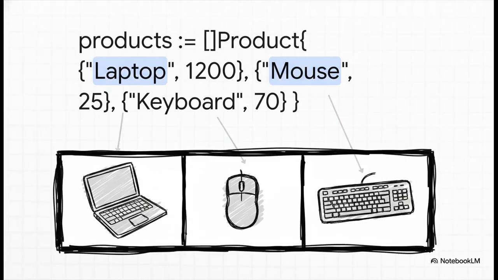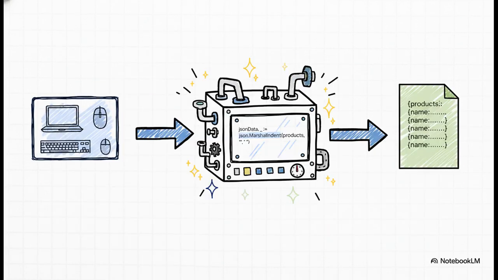Okay, we've got the blueprint. Now, for step 2, let's actually make some data. We're creating what's called a slice in Go. You can just think of it as a flexible list or array. And we're just popping in 3 of our product items, a laptop, a mouse, and a keyboard, giving each one a name and a price. Simple.